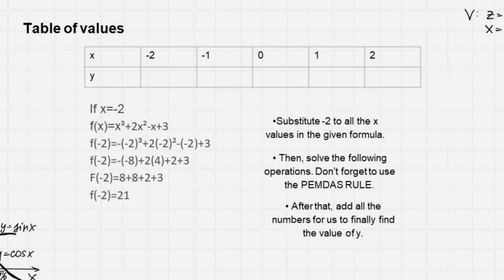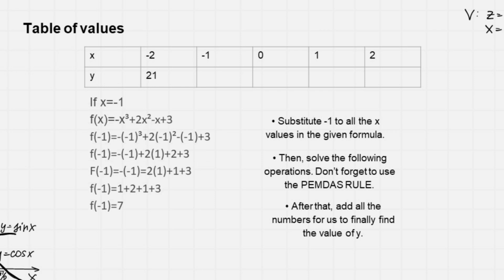Negative times negative 8 is equal to 8. 4 times 2 is equal to 8. Bring down plus 2 and plus 3. So 8 plus 8 plus 2 and plus 3 is equal to 21.